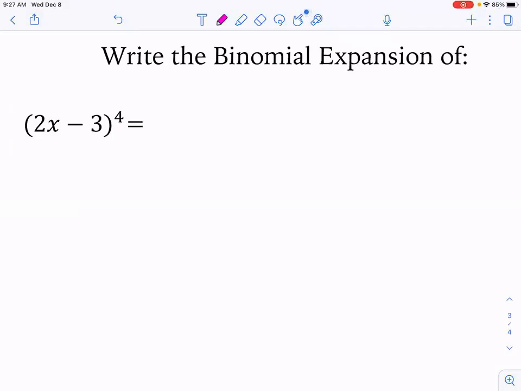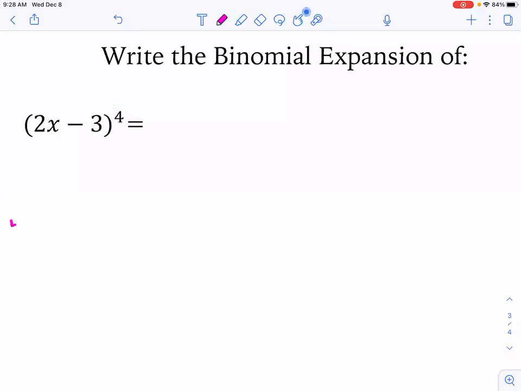Okay, so here 2x is our first term. -3 would be our second term. Notice how we wrote the expansion for x plus y to the n. Okay, if it's subtraction, that negative needs to go in that second term. Okay, and our n is 4.